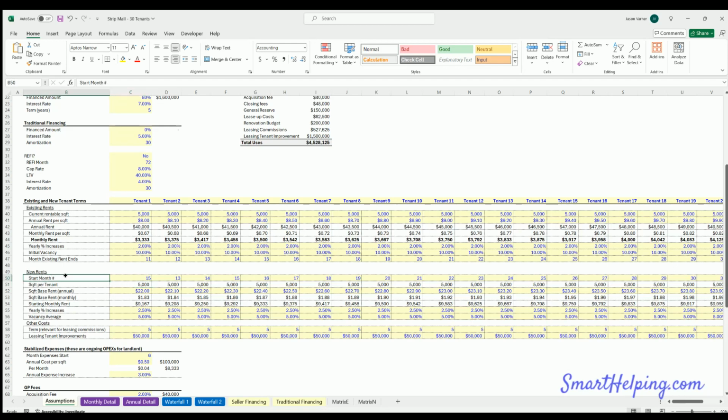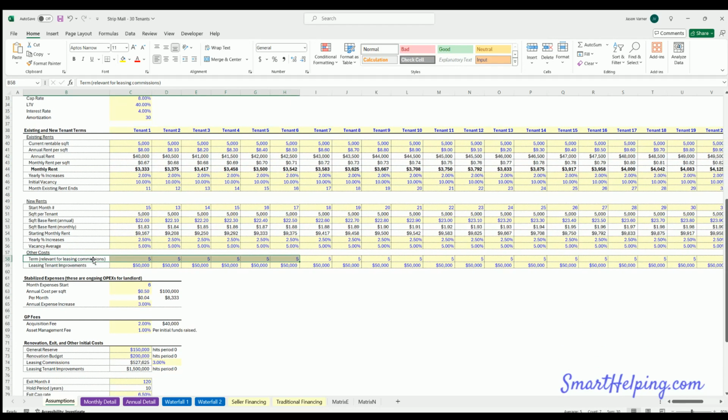Okay, so on the new rents, you just define when the rent starts, what the starting base rent is per square foot per year. There's your square foot per month. Starting monthly rent, increase, vacancy. You've also got options, and the only reason why I'm putting a term in here is not because this is going to be up in 5 years or whatever, and the model's going to do anything with that. It's just to figure out the leasing commissions, which will be based on the term and the annual expected lease.